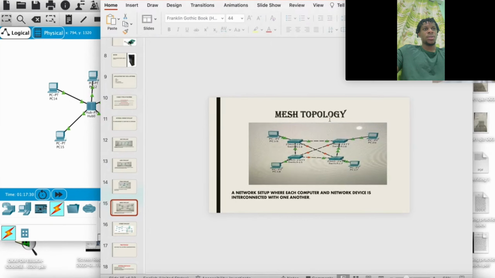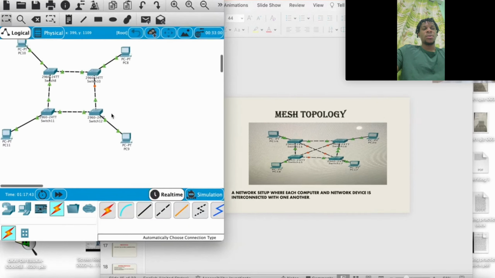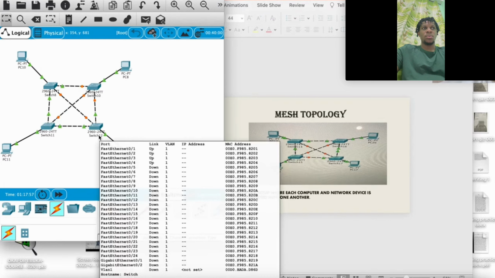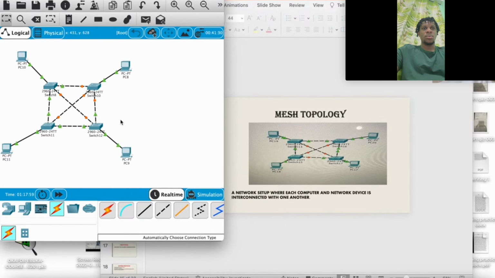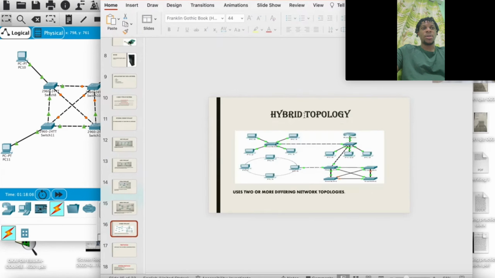Mesh topology. Mesh topology is a network setup where each computer and network device is interconnected with one another. We'll make an example of mesh topology too. The computers and network devices are interconnected with one another.